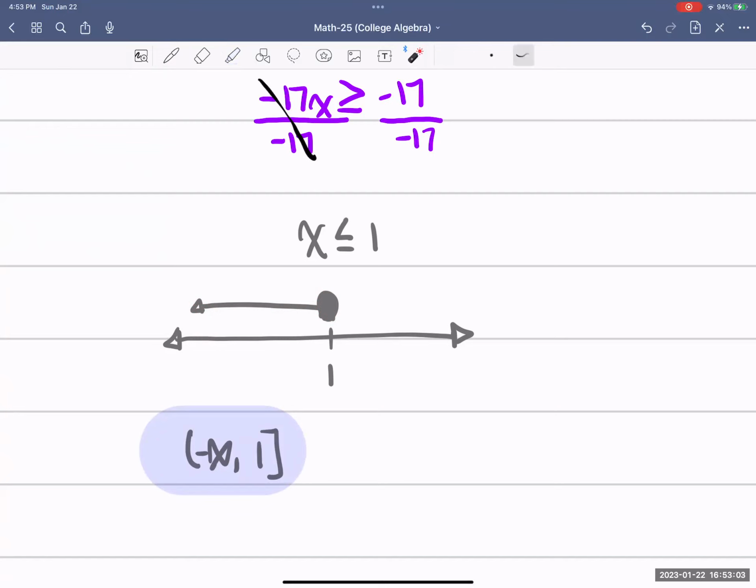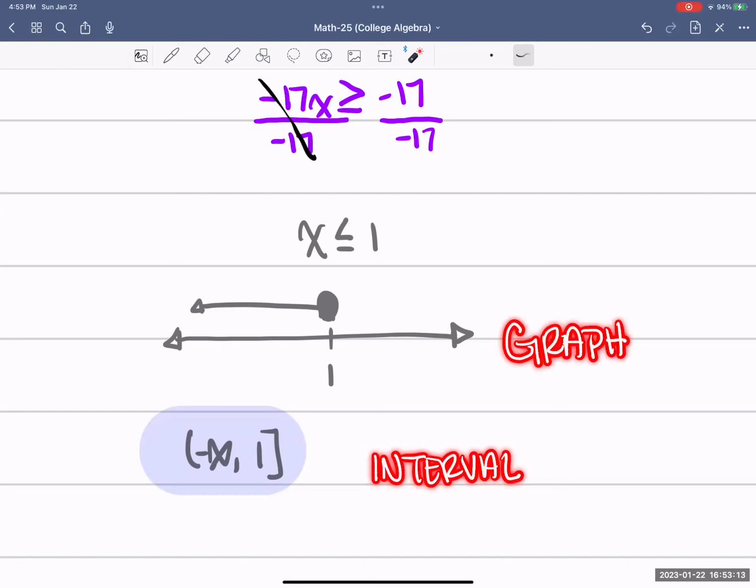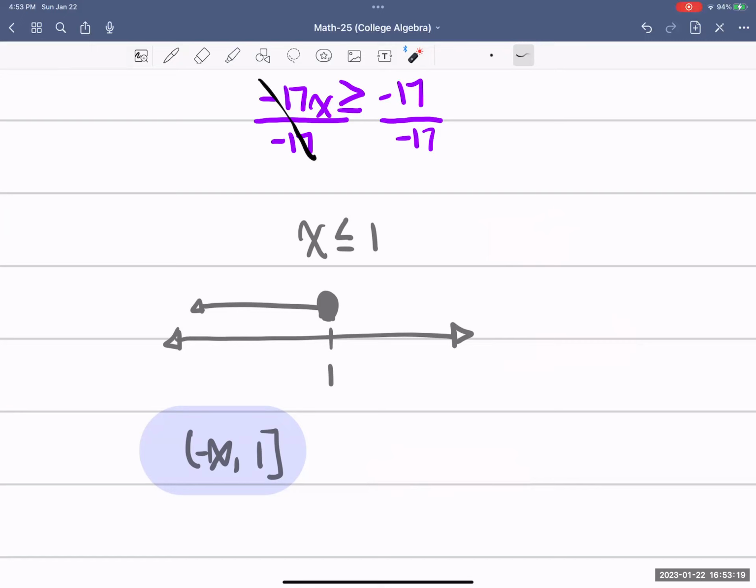One more, we could call this interval notation. We could call this graphing notation. And this is called set notation. All of these three are ways that you could express the solution set. But for problems like this, most of the time we're just going to go for interval notation.